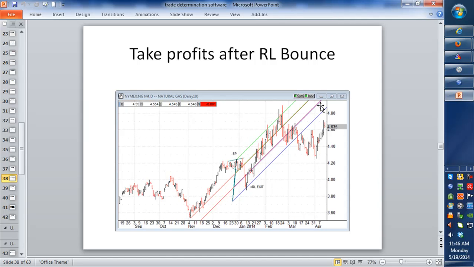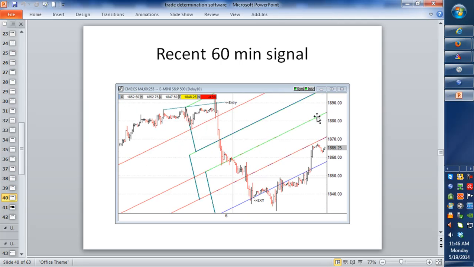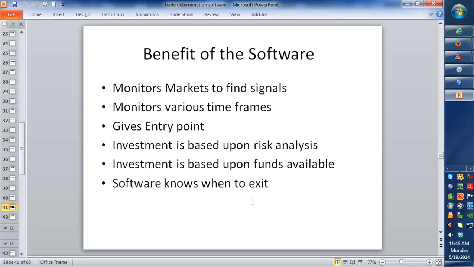And so you have these. One of the things you can do is you can use Roger Babson's reaction lines, where you wind up getting out over here because down here it bounces off one of these lines. And you can use them on a 60-minute chart intraday. See how nicely it went up here? And here's another recent one with a 60-minute, and here you see where the EP was, and down there is this exit.